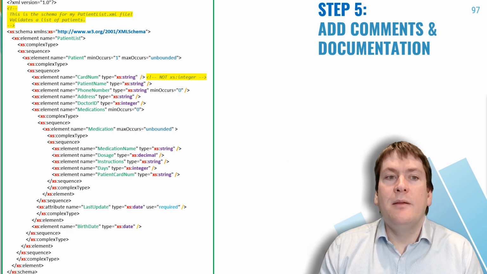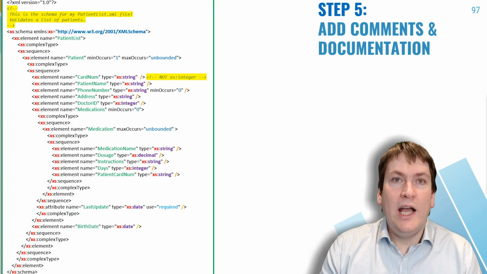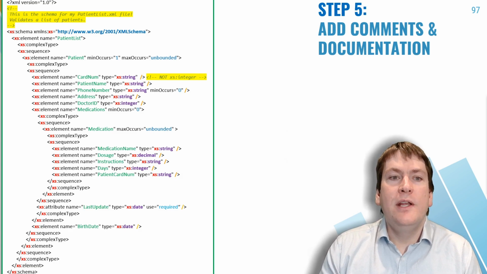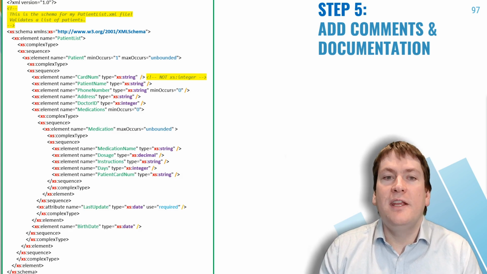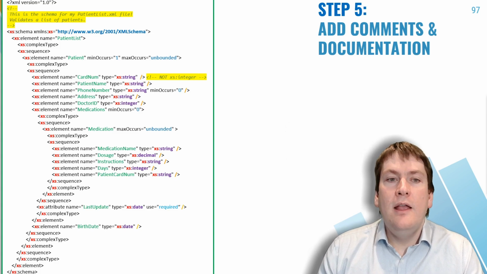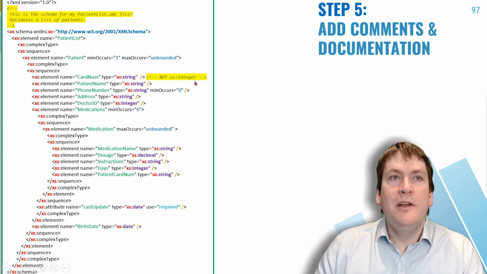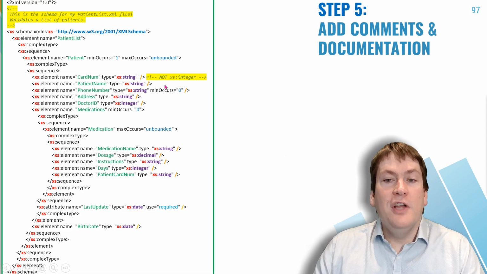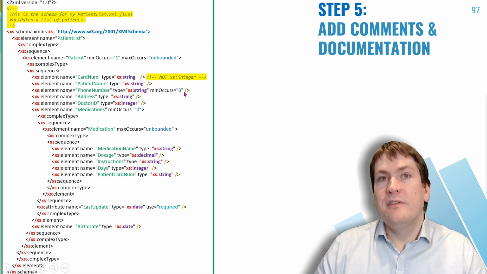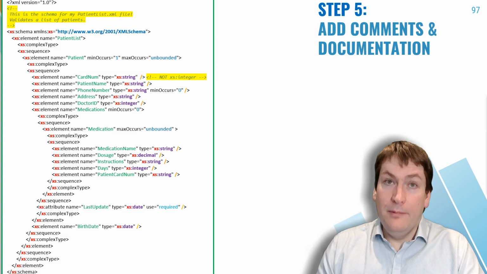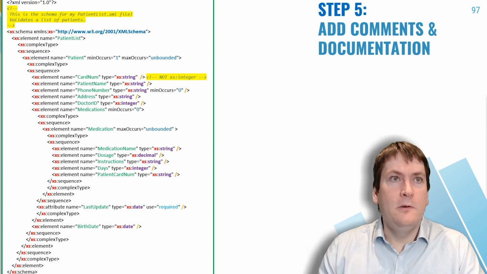So we use the exact same syntax. It's that exclamation mark followed by 2 dashes. You can see I've added 2 here, one at the top that just says this is a schema for my patient list file, and that it validates a list of patients. And you can see I added a little comment down here that says it's not an integer. Remember, even though it says card number, we're using a string because it has dashes and letters in it.